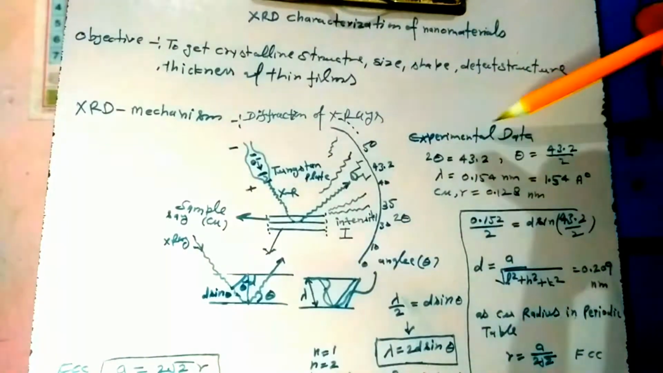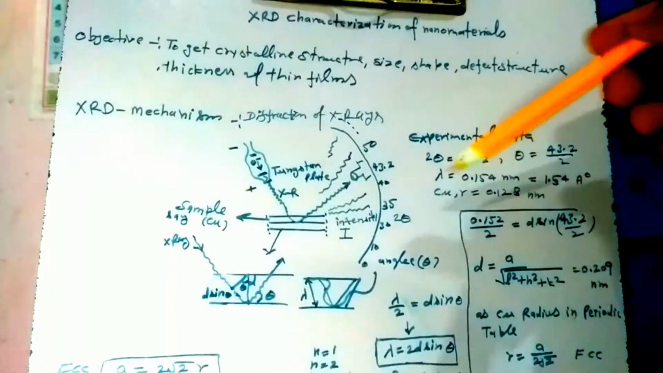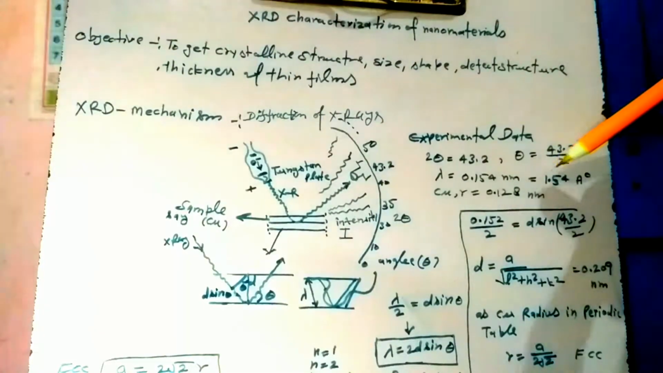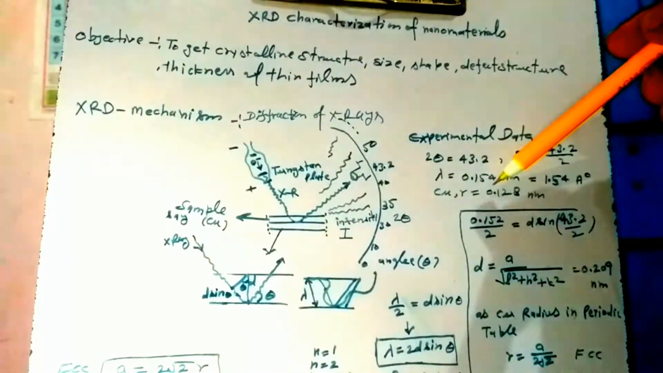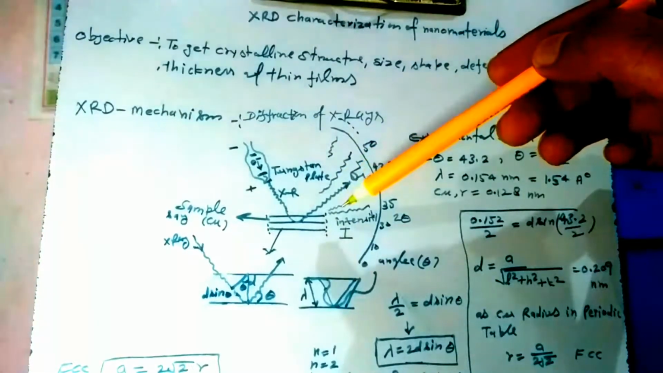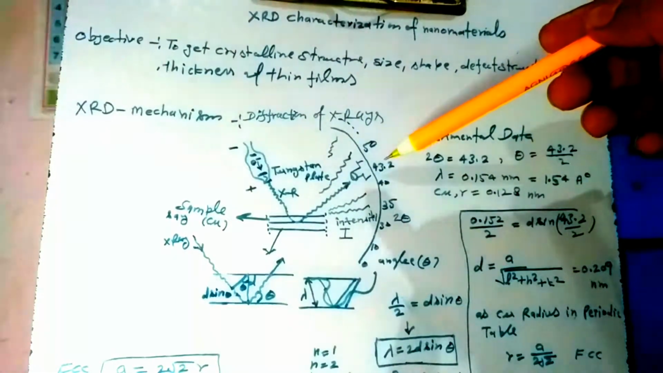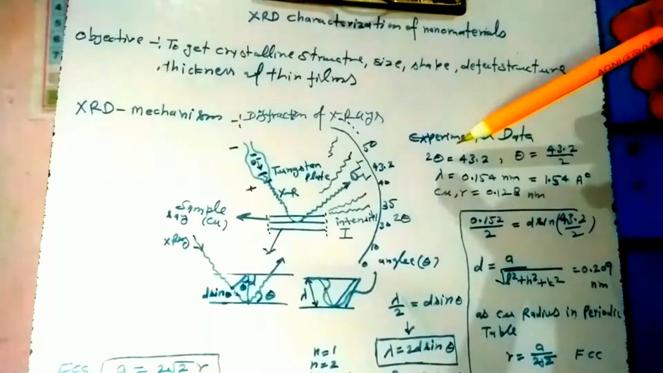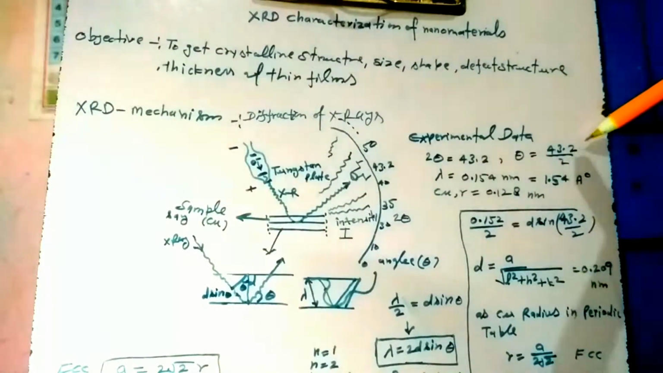While we are doing the experiment, we are given the wavelength of the diffracted X-ray. We are taking here lambda as 0.154 nanometer, which is equal to 1.54 angstrom, and the atomic radius of copper is 0.128 nanometer. The diffraction angle we can measure during the XRD experiment is, suppose we are getting the highest intensity at the angle 43.2, so then our 2 theta is 43.2 degree, and then our theta is 43.2 divided by 2.